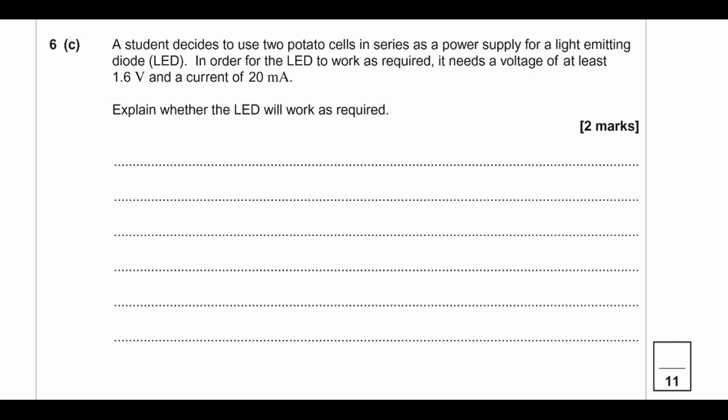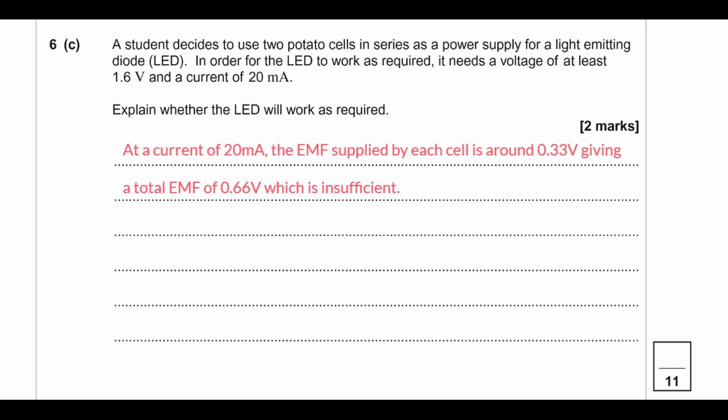So first off, if we go to our graph and go to 20 milliamps, we can see what EMF we will get, what terminal voltage we'll get from each of our bulbs, and we can add them together. If you read off 20 milliamps from the graph, you get about 0.33 volts, giving a total EMF of 0.66 volts when they're in series, which is not enough.